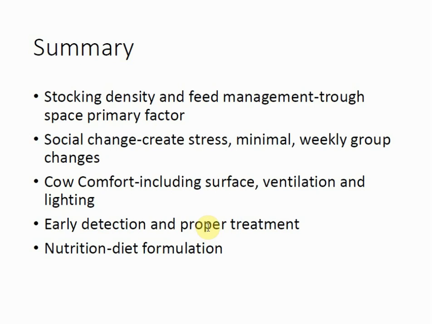So, final summary, very much a whistle-stop tour. You may need to watch one or two areas again, but the key element is stocking density and feed management. Trough space is a primary factor. We've got to get this 80 centimetres per cow trough space minimum in these pre-calving cows and post-calving cows. We want to minimise group changes, create a stress-free environment, and we ideally only want to change groups on a weekly basis rather than putting cows in every day.